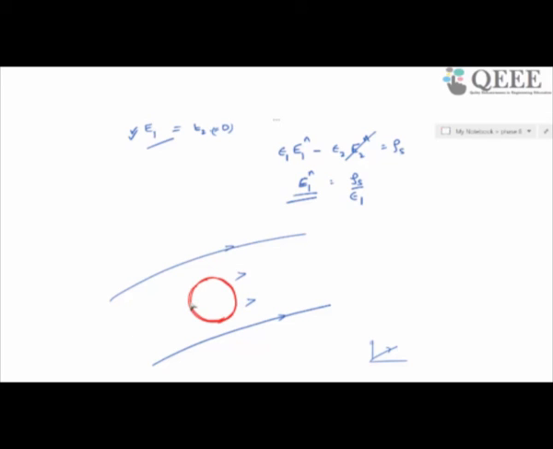So, in the presence of the metal, at every point on the metal surface, I should not have a tangential component. I should have only the normal component. So what is the normal to this surface? I should have this, I should have this, I should have only the normal component.